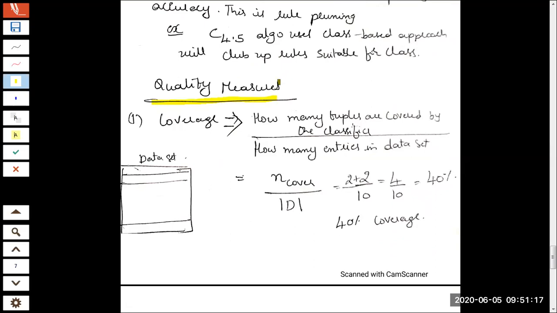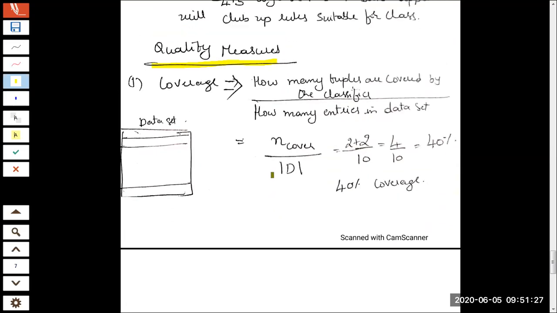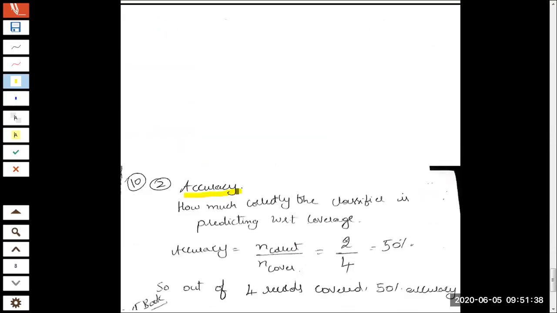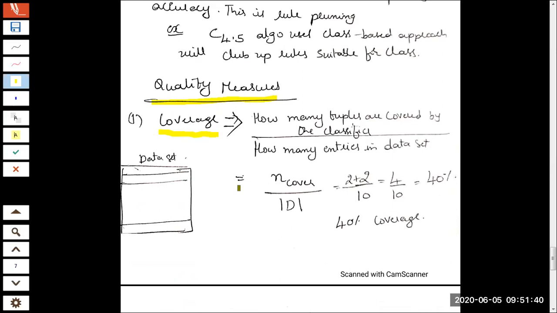In previous discussions, if you remember, I told you I had used the term quality measure. So what is that has been covered here? You just see. We have two terms which will be used for quality measure. One is coverage, the other one is accuracy. What is coverage? So coverage is, you can see a simple representation.